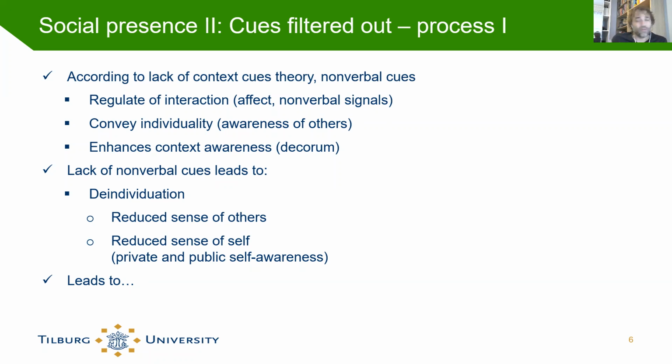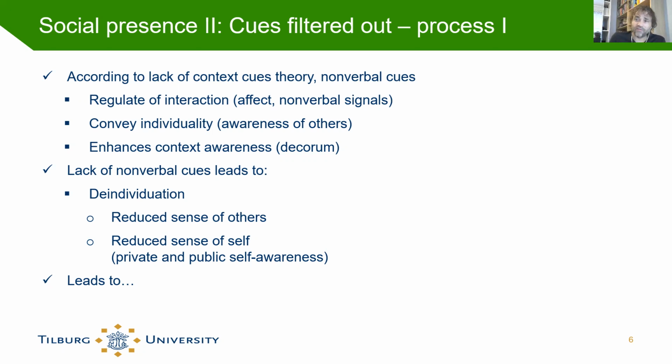And finally, they say well, non-verbal cues also enhance context awareness, because non-verbal cues is not only your non-verbal expression and your gestures, but non-verbal cues are also conveyed by what you wear, the room you're in, and other context cues. So, if you are together in a single room, it kind of conveys the idea that you need to do a task together. And you can also miss that in computer-mediated communication, according to these theories. So those are the main functions of non-verbal cues: individuality, social presence, interaction regulation, awareness of context.